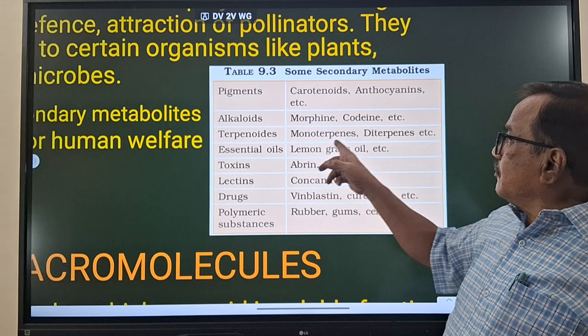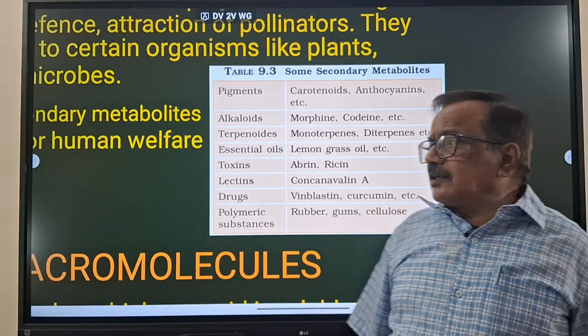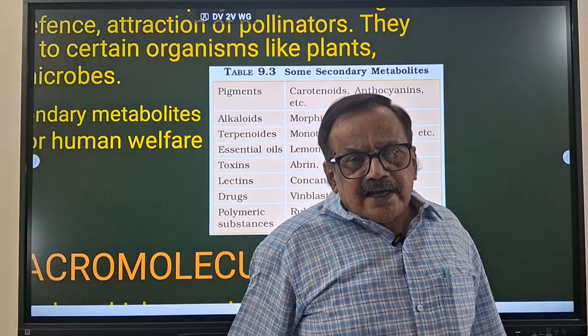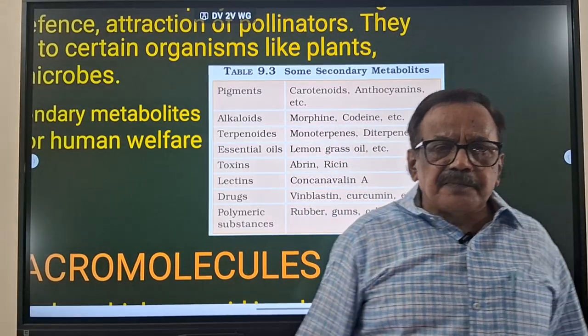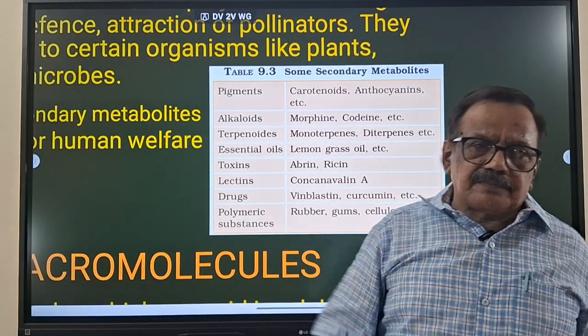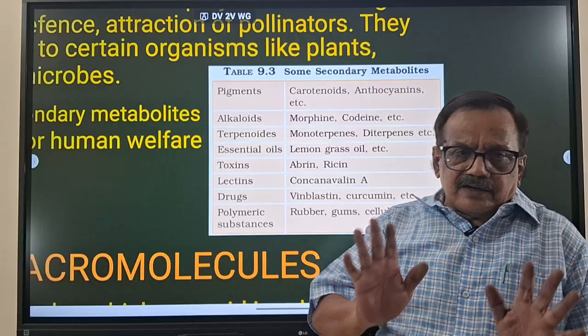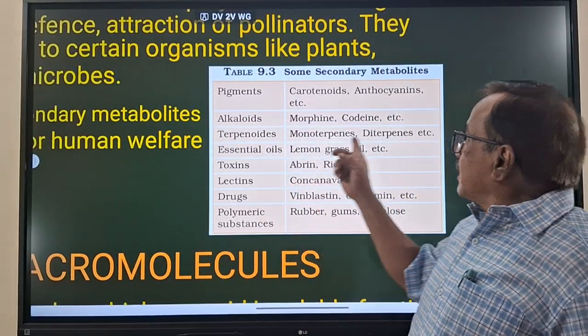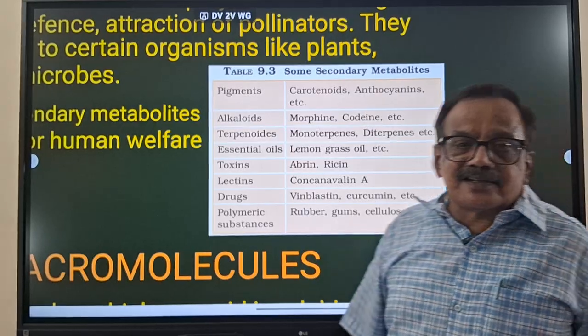Terpenoids. Terpenoids are the monoterpenes, diterpenes. What are the terpenoids? The best example is menthol. And the citrus leaves used to give some smell, that is also terpenoids. For your understanding I am telling this, it is not in the examples. So monoterpenoids, diterpenoids. Essential oils.